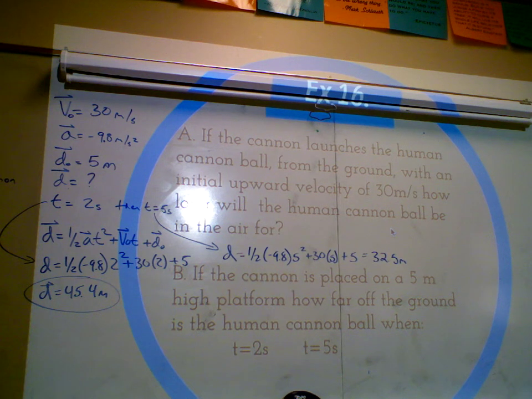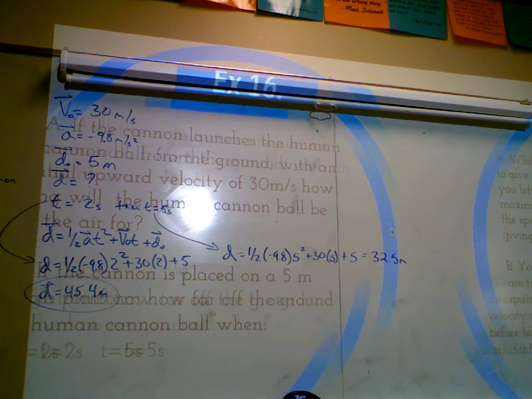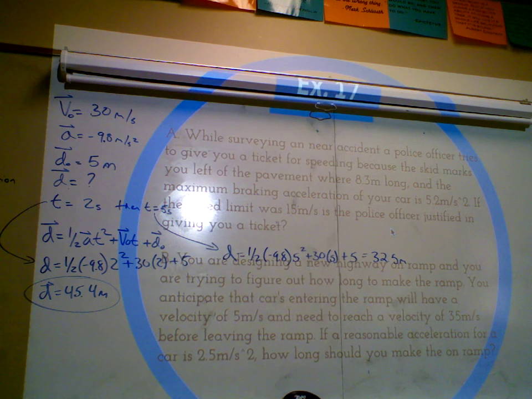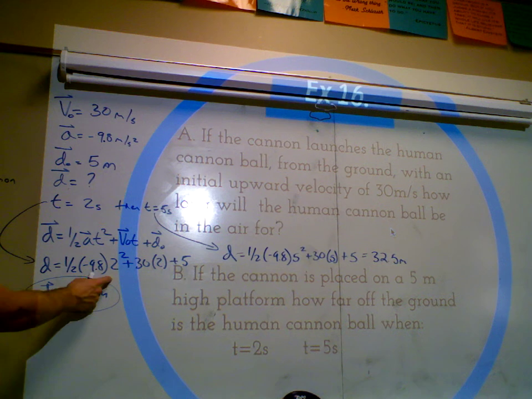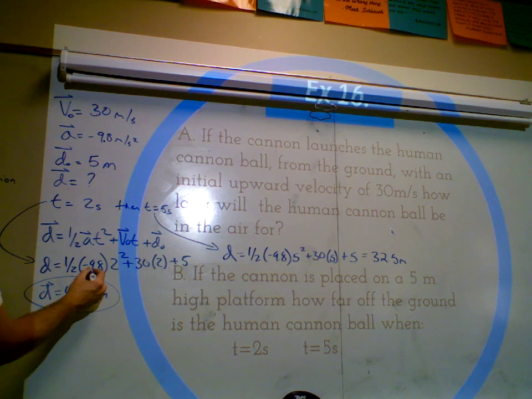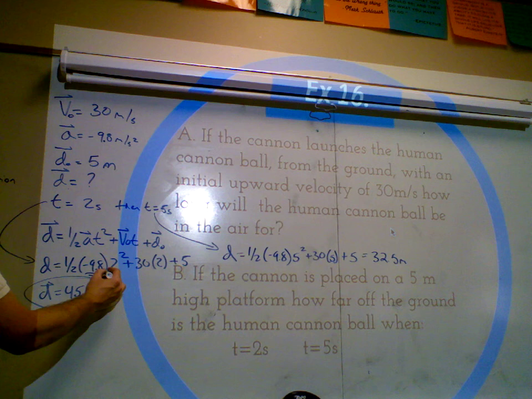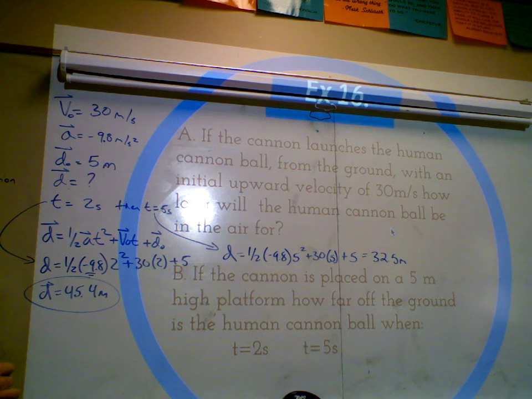Okay. Any questions? Last one. Oh, you had a question? The answer is 45, not 7. Okay, do you understand how I got this? We use the time of 2. Don't forget that this 9.8 is negative, and the 2 is squared. Okay, did you do that or no?